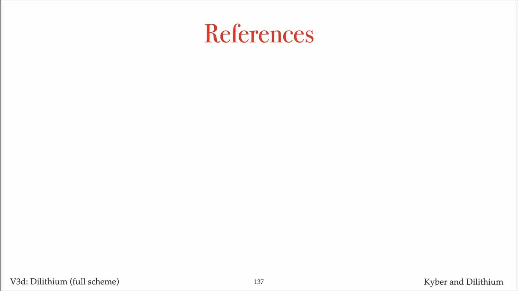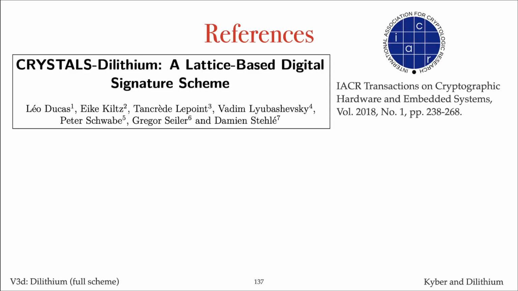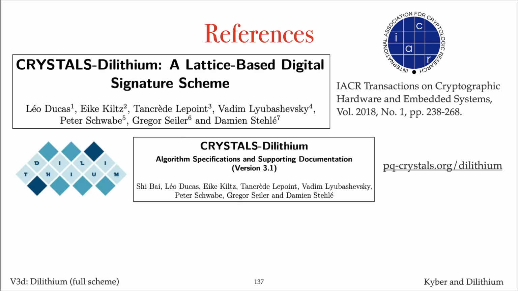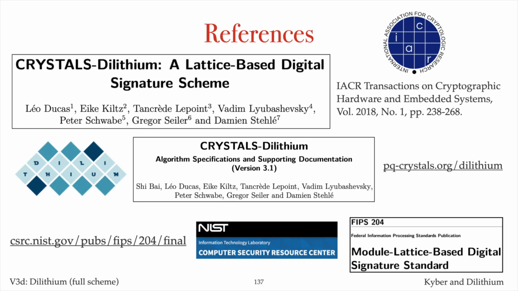The primary references I used for the Dilithium videos are first, the research paper that introduced Dilithium. This paper was published in 2018 in the IACR Transactions on Cryptographic Hardware and Embedded Systems. Second, the Dilithium specification that was submitted to NIST. You can find this document on the Crystals Dilithium webpage, which also includes links to software and other resources. And of course, I used the recently published NIST standard FIPS 204.